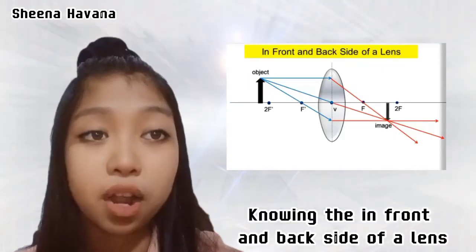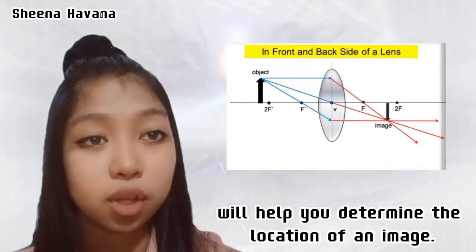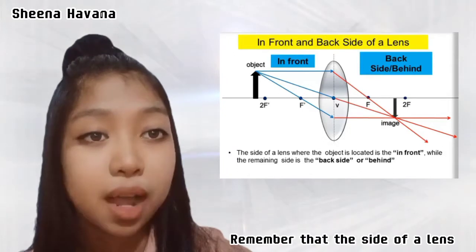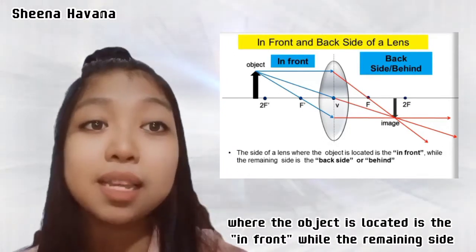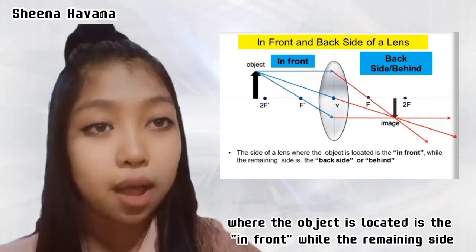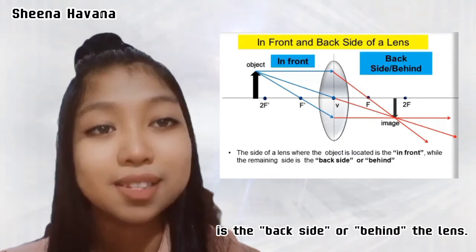Knowing the front and back side of a lens will help you determine the location of an image. Remember that the side of a lens where the object is located is the front, while the remaining side is the back side or behind the lens.